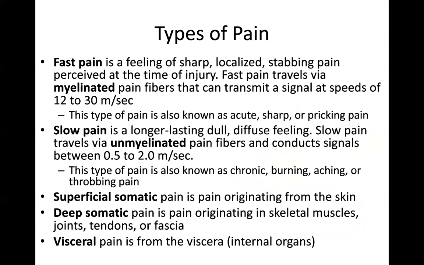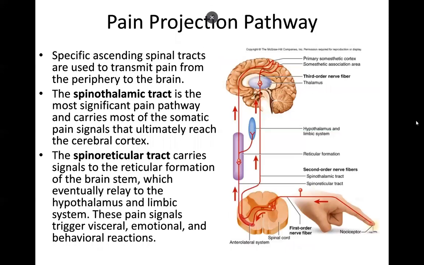Now, there are several types of pain. First type of pain is fast pain. It is a feeling of sharp, localized stabbing pain perceived at the time of injury. When I say that it's localized, I mean we're feeling it exactly where that painful stimulus is. In the case of pricking your finger, that pain is very localized. It's not like the entire finger hurts, not like the whole hand hurts. It's very specific to that little area that was damaged.